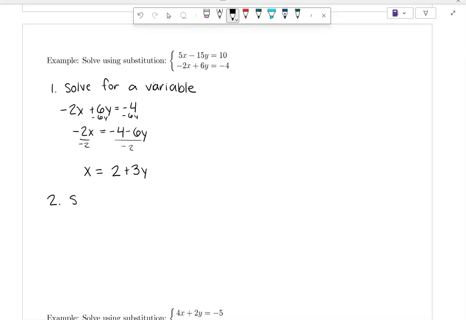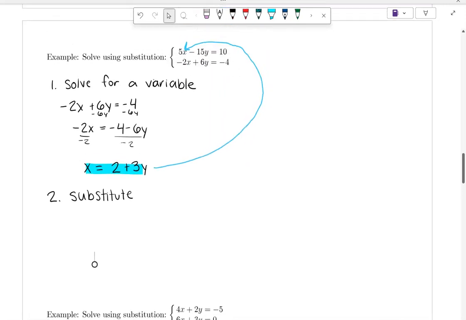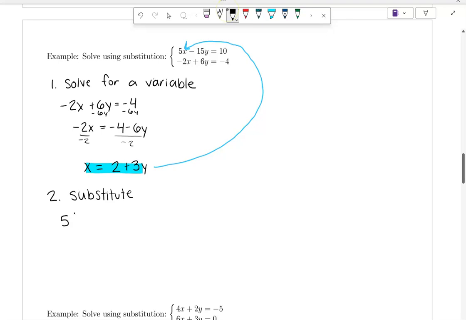Step 2, we're going to substitute. So we'll plug this in, we're going to plug this in right there. So we'll get 5 times 2 plus 3y minus 15y equals 10. So now we're solving for y.